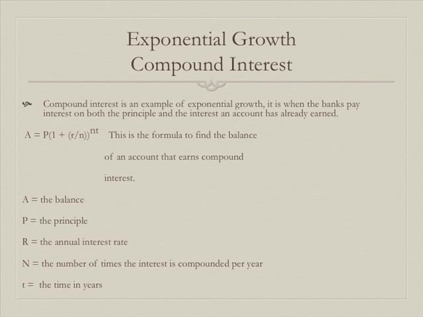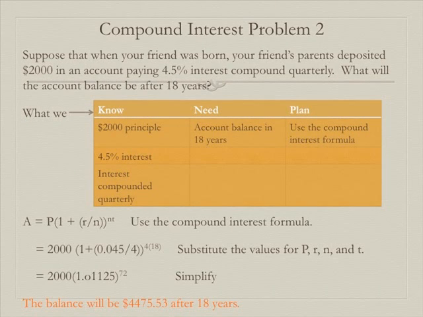In this case, A is equal to the balance, P is the principal, r is the annual interest rate, n is the number of times the interest is compounded per year, and t is the time in years. So let's look at this example. Suppose that when your friend was born, your friend's parents deposited $2,000 in an account paying 4.5% interest compounded quarterly. What will the account balance be after 18 years?